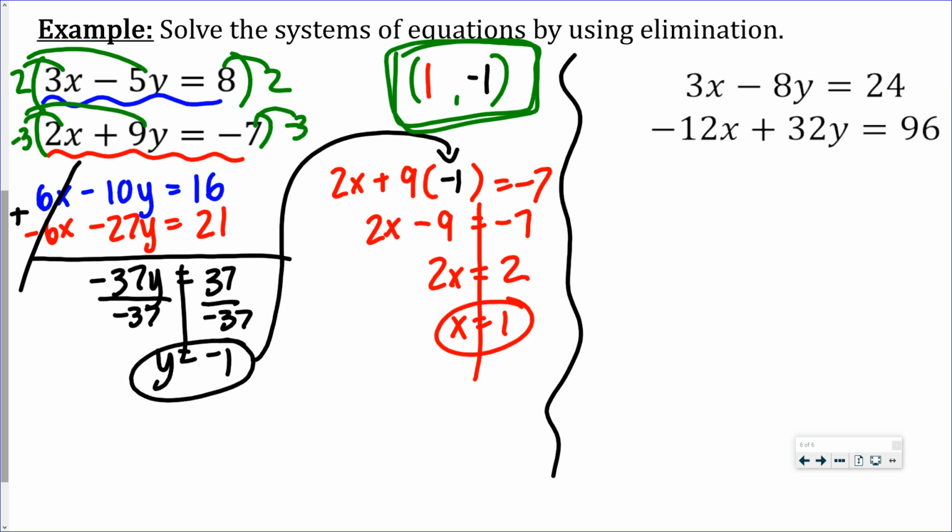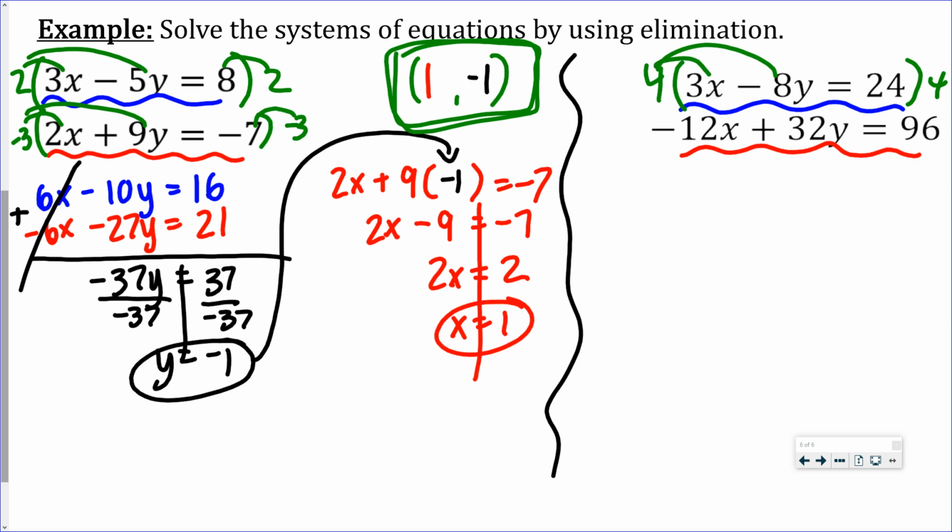It will be eventually. Okay, let's try one more with elimination. So here, just for the sake of this, let's say I want to eliminate the y's this time. Look at my y's. I have a -8 and I have a 32. So I really only need to multiply the top equation by 4, and that would give me a -32y. So I'm like, wow, this is set up beautifully. I don't even need to multiply my second equation by anything.